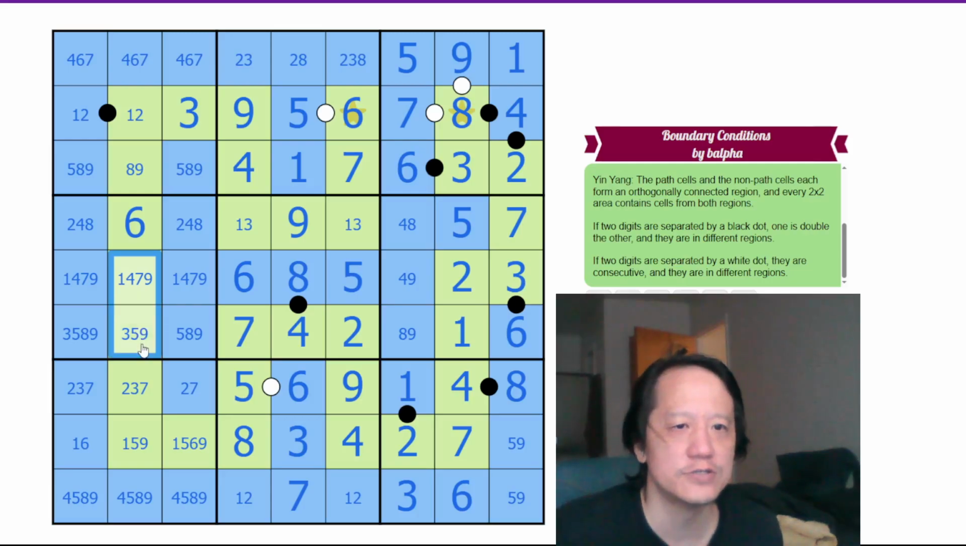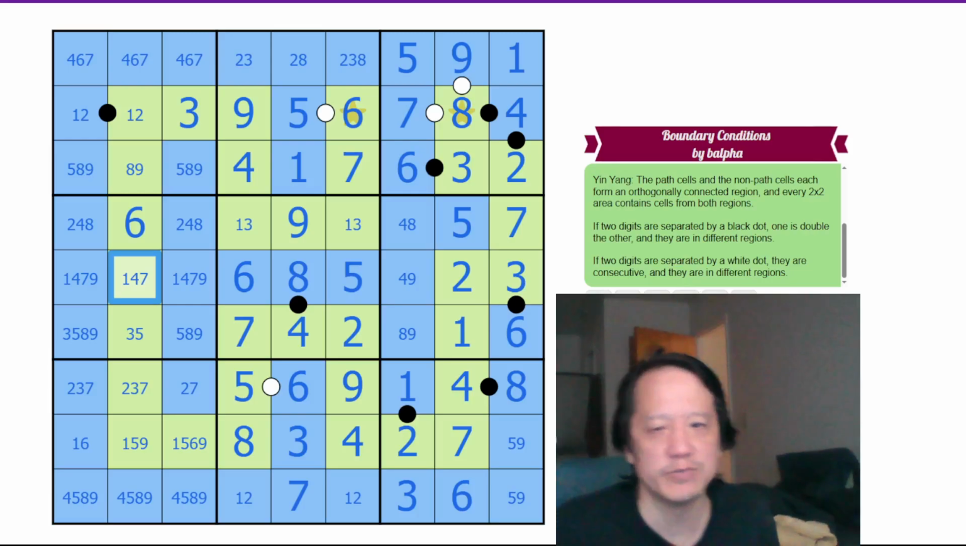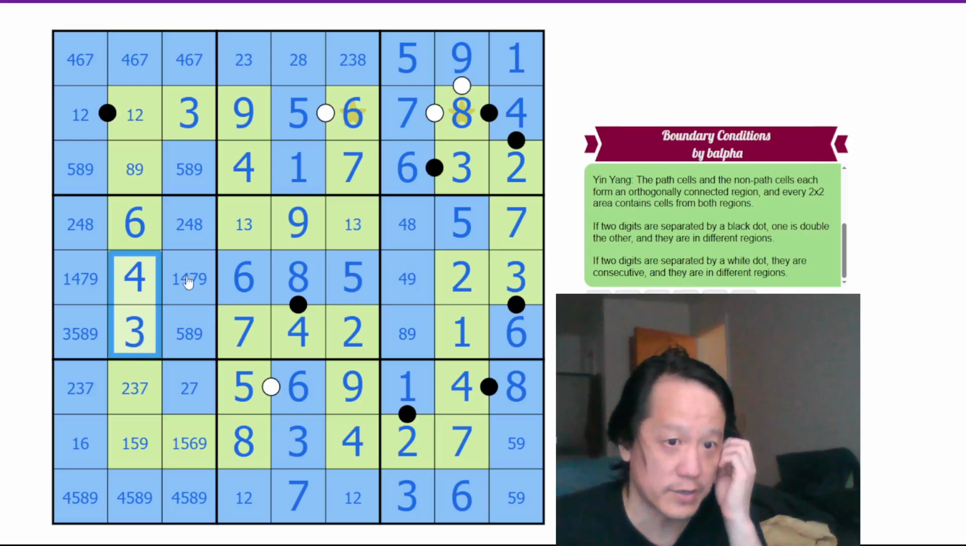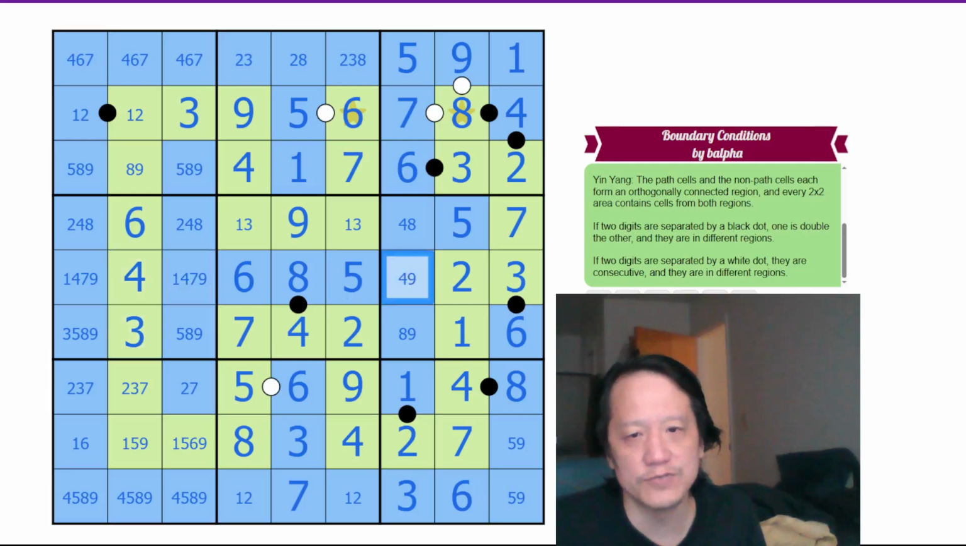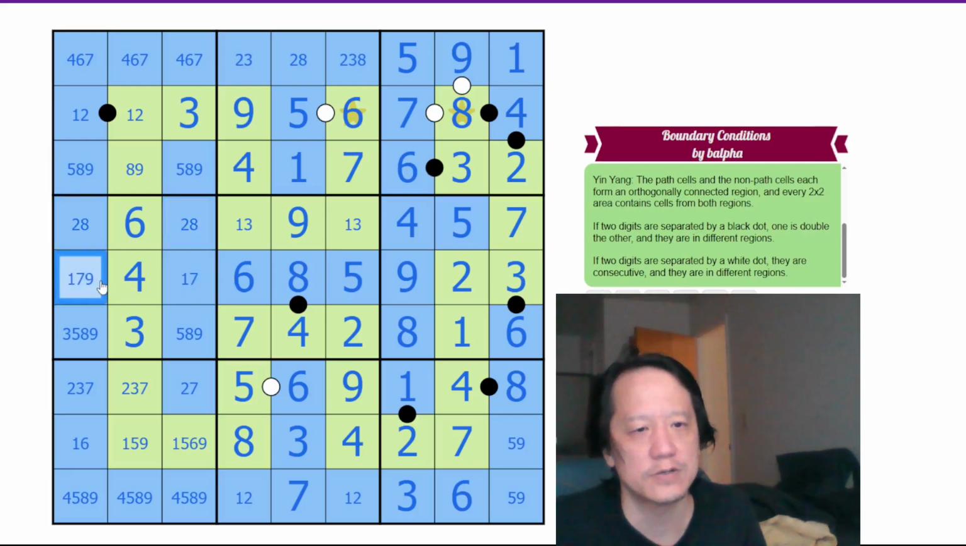That means these two must add up to 13 minus 6, which is 7. So no 9 here. This is odd, so this must be the even here, so that's 4, which means this is 4 and 3 there. That eliminates 4 in the rest of this row, so it's 9, which eliminates 9 here, so that's 8, which eliminates 8 there, so it's 4. No more 4s here, no more 4s or 9s here, and no more 3 or 8 here.